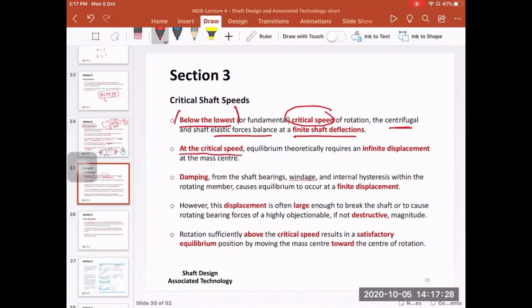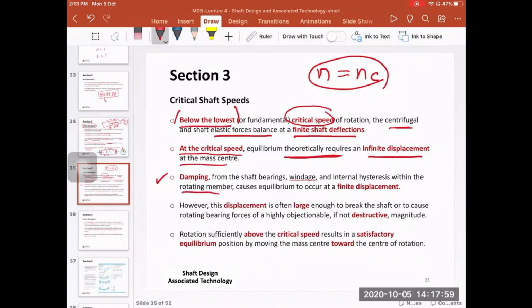But at the critical speed, if n is equal to n critical, theoretically this condition requires infinite displacement of the mass center, or infinite deflection, okay? But due to damping in the bearings, due to the windage, and due to the internal hysteresis of the rotating member, or damping inside the material of the shaft, this equilibrium causes a finite displacement.